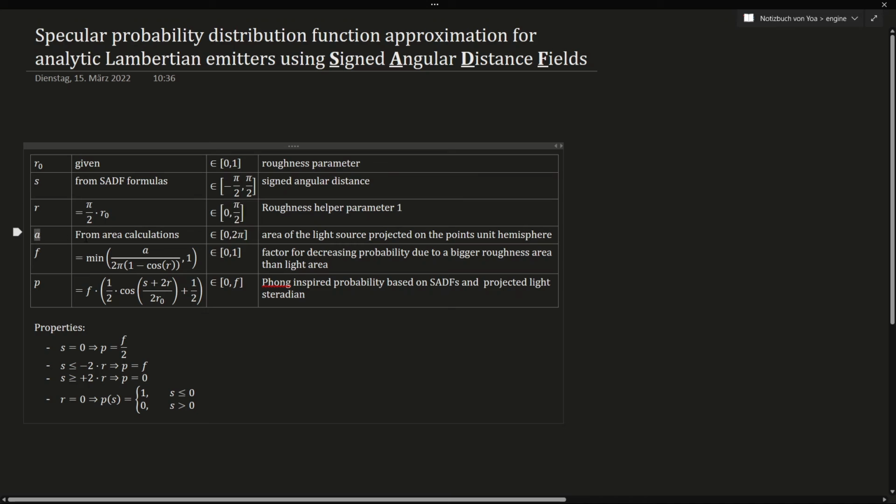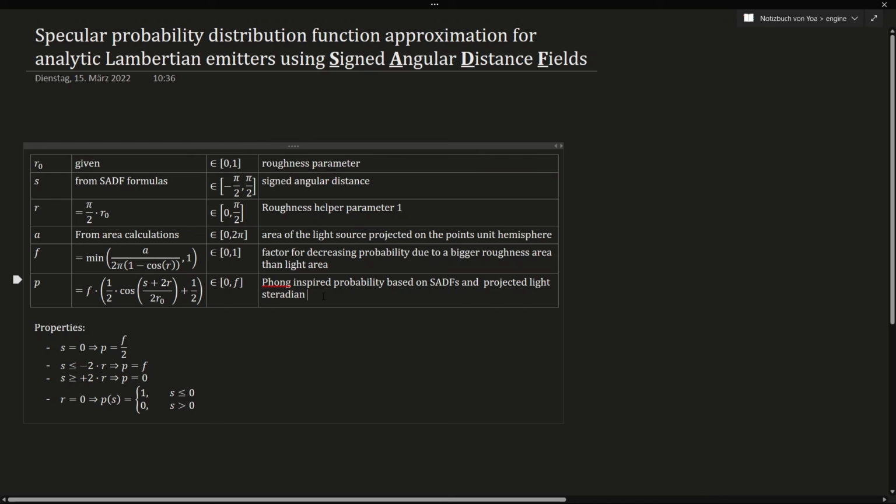Then we have A, which is the area of the light source projected on the point's unit hemisphere. We have F, which is a factor for decreasing probability due to a bigger roughness area than light area. And then we have the final probability, which is F times half the cosine of S times pi over R2 divided by R0, plus a half. And this will be in the range of 0 and F.